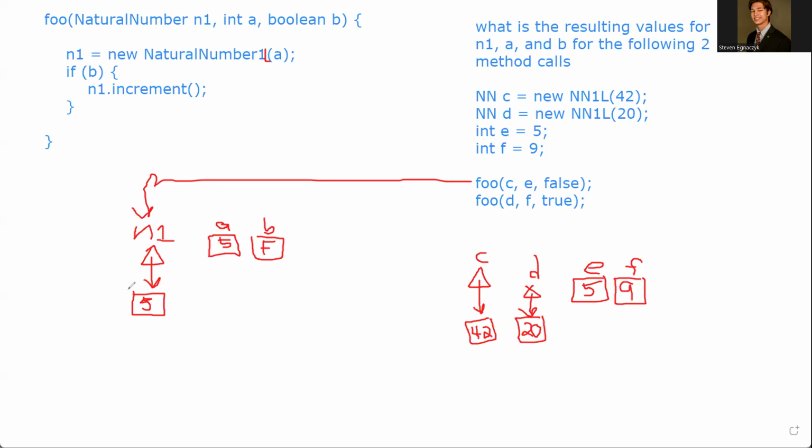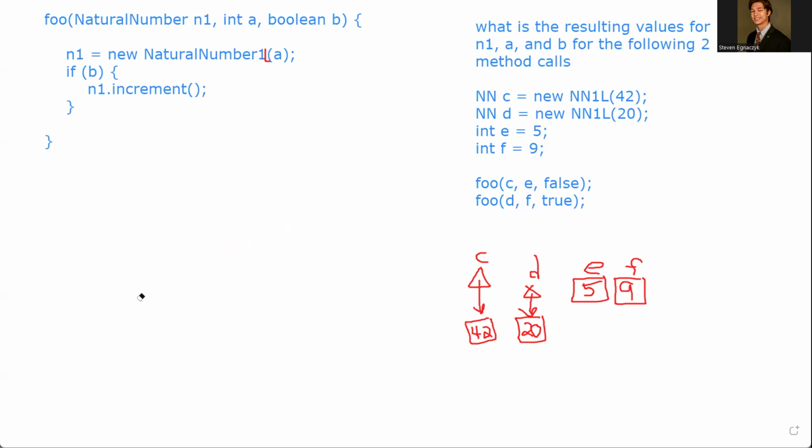And so after everything has been done, even though we've modified natural number N1 and it's passed by reference, because we said it was a new natural number, it's going to update the parameter as opposed to the argument. Cool. And so that's that first method call. Nothing gets updated, so the values afterwards would just be 42, 5.